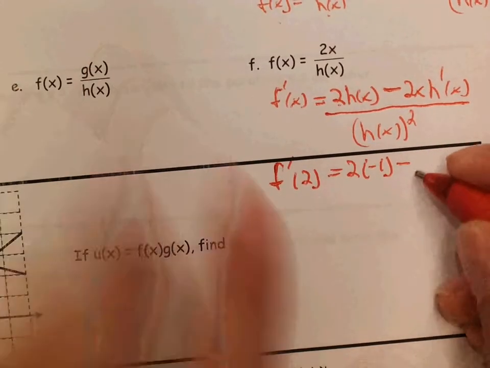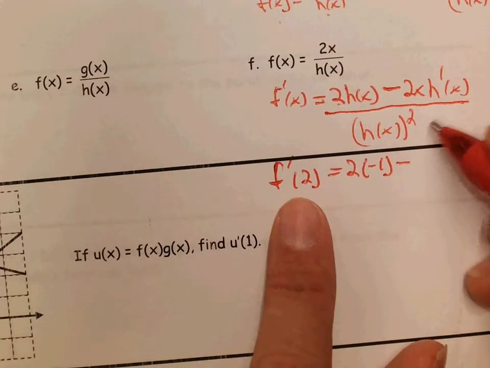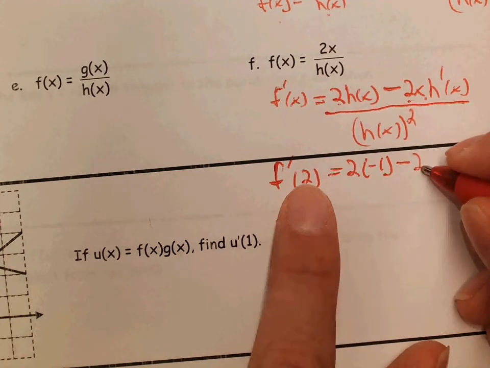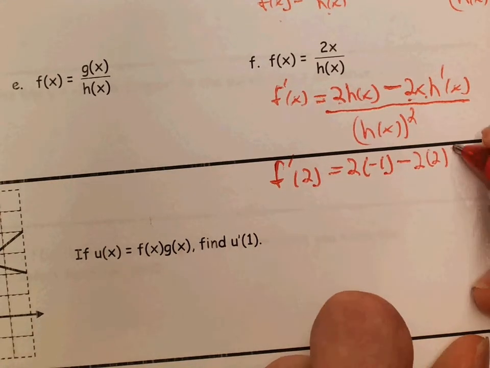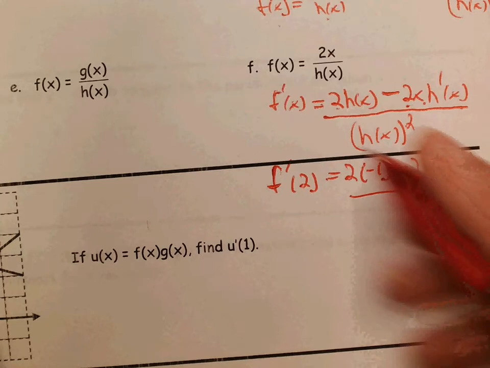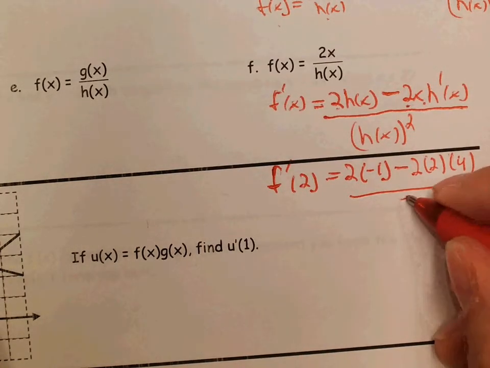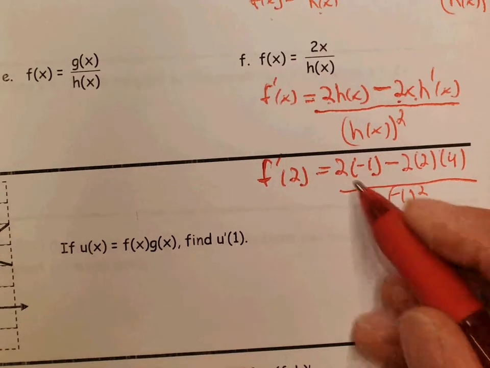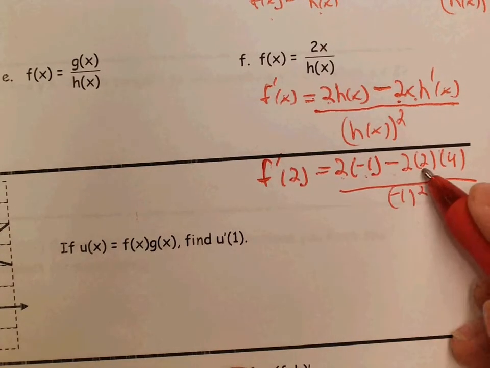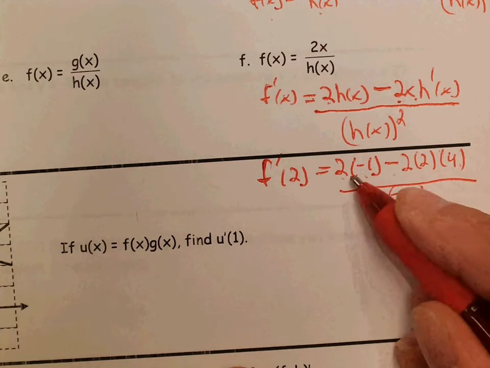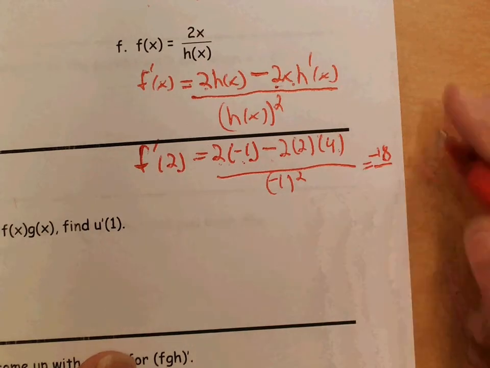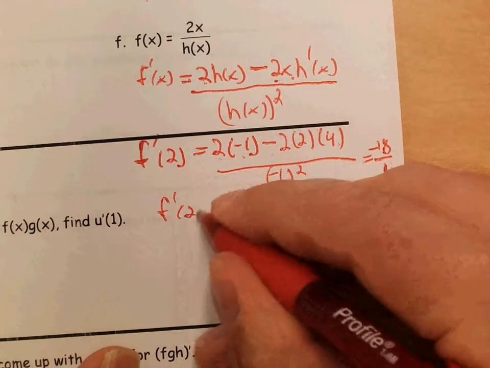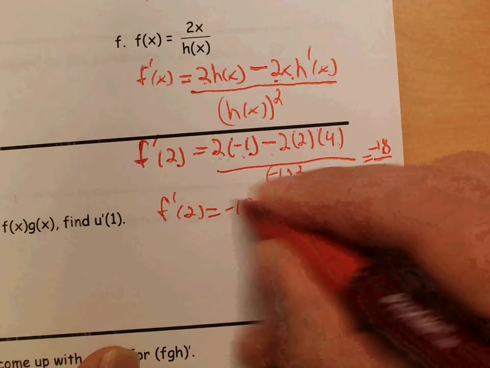So 2 times negative 1 minus, all right, 2x is going to be 2. Our x that we're plugging in here is 2 times h prime of 2, which is 4. All divided by h of 2, which is negative 1, squared. 2 times negative 1 is negative 2 minus 2 times 2 is 4 times 4 is 16. So we get negative 2 minus 16 is negative 18 divided by negative 1 times negative 1 is positive 1. So our answer is f prime of 2 equals negative 18.